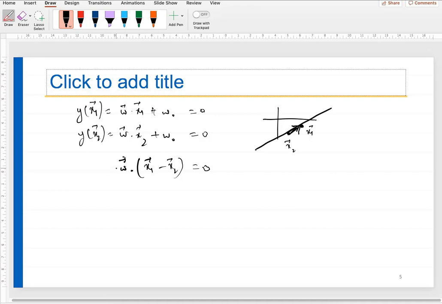So this means that the w vector is always perpendicular to the line joining any 2 points, or the vector joining any 2 points on this line, right? So this is my w vector. This is the geometrical interpretation of w, and the distance of this line from the origin is very simple.